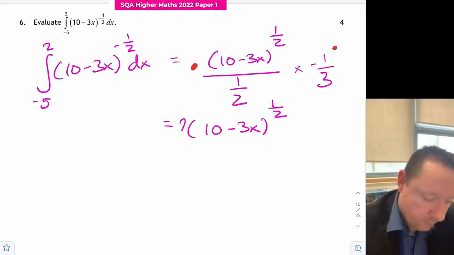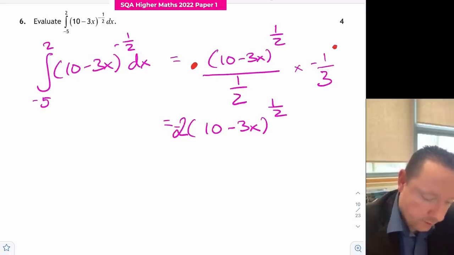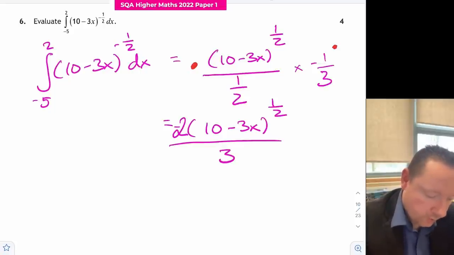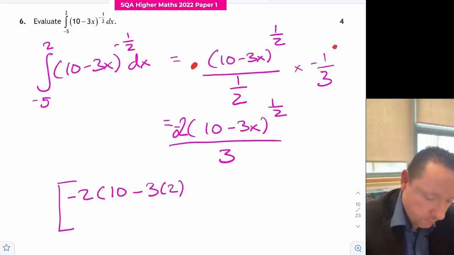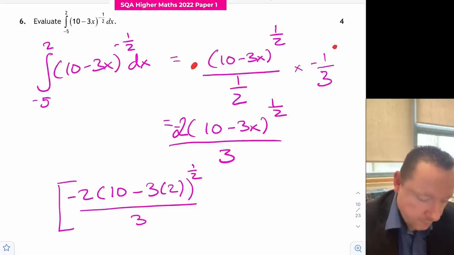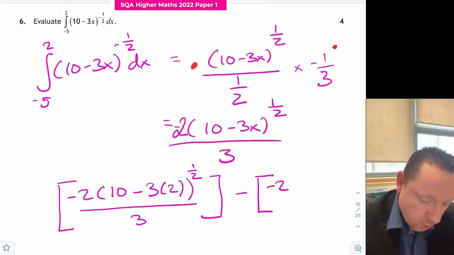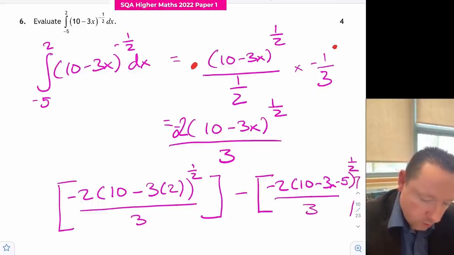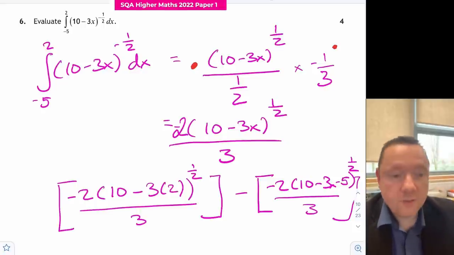Dividing by 1/2 is the same as times by 2. We've got a minus because of the times by minus 1/3 divided by 3. Now, our limits are 2 and minus 5. So we've got minus 2, 10 minus 3 times 2 to the power of 1/2 divided by 3. There's our first limit, and that is minus 2, 10 minus 3 times minus 5 to the power of 1/2 divided by 3. So there's our two limits because it's between minus 5 and 2.